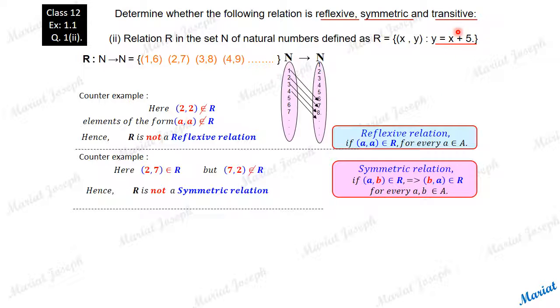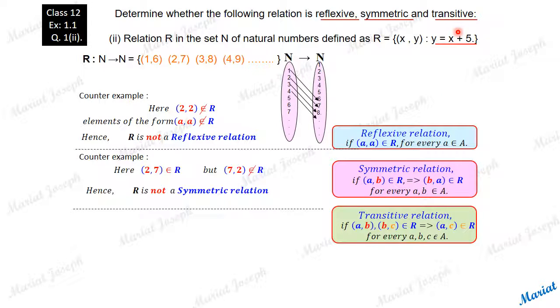Now we will see whether it is a transitive relation. A relation in set A is called a transitive relation if the ordered pairs (a, b) and (b, c) belong to R implies the ordered pair (a, c) also belongs to R. Let's take elements of this form, (a, b), (b, c). What is special with (a, b), (b, c)? Here b is kept the same in both ordered pairs. Let's see, do we have pairs of that kind in the relation?